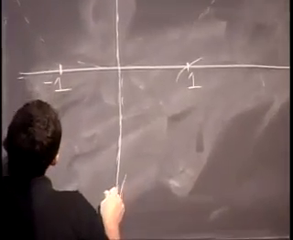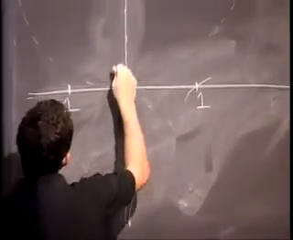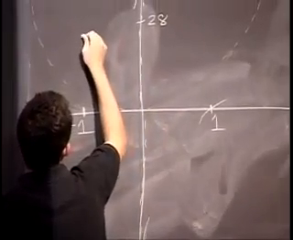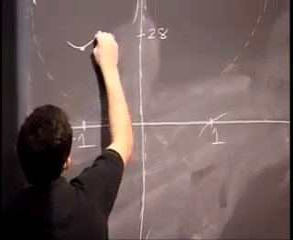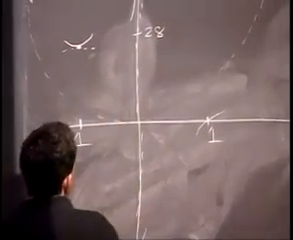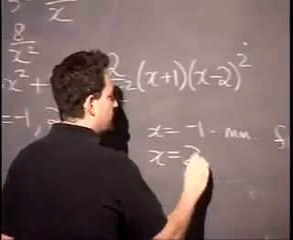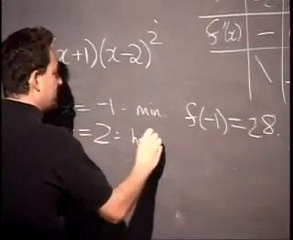We know we have a local minimum at -1, 28. So if I plug that in here, that's going to look like this. On the other hand, running back over, x equals 2 is a horizontal point of inflection.